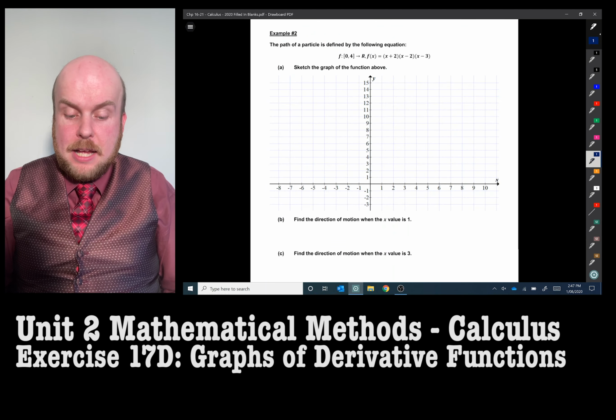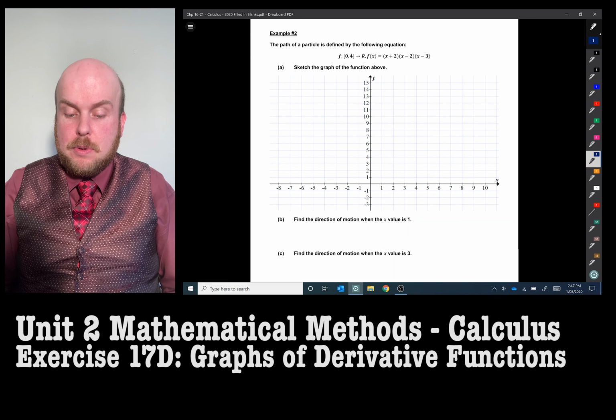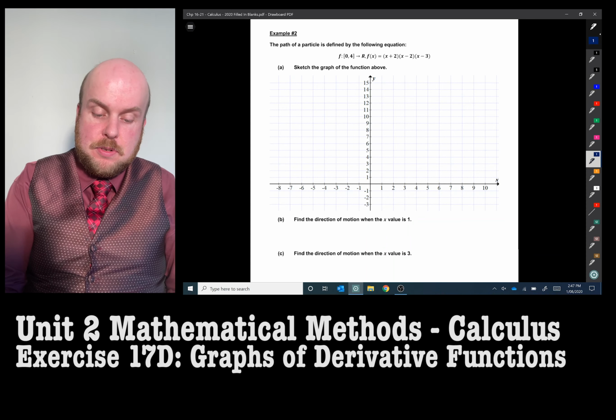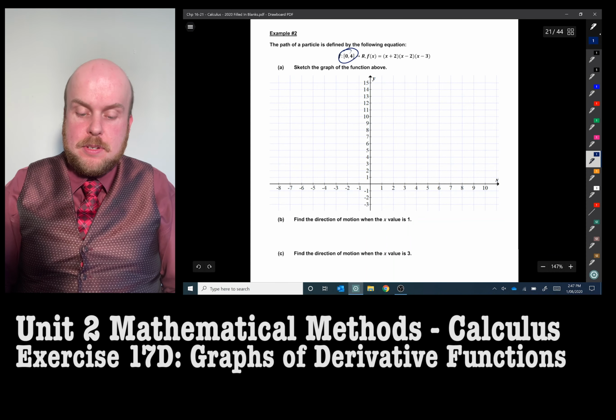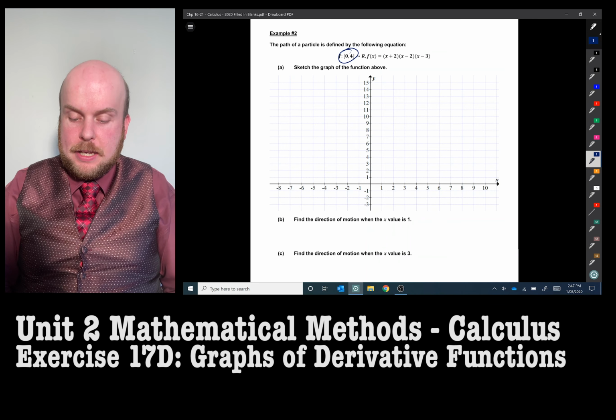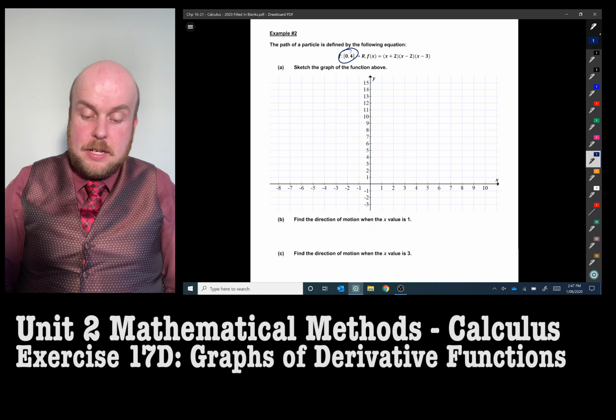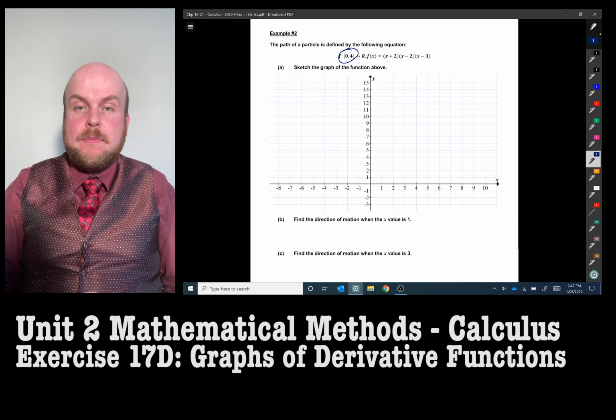So, example 2, the path of a particle is defined by the following equation. So it's a restricted graph. We're only drawing from 0 to 4, and it is a cubic. So we're going to sketch the graph of the function above.